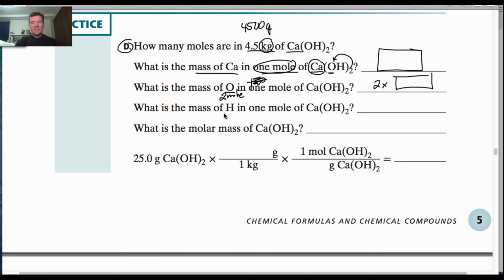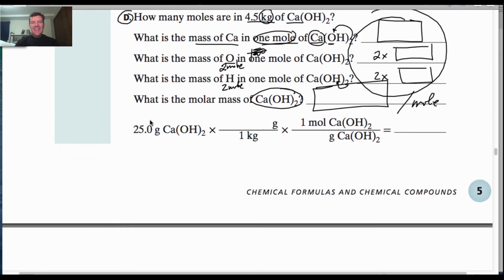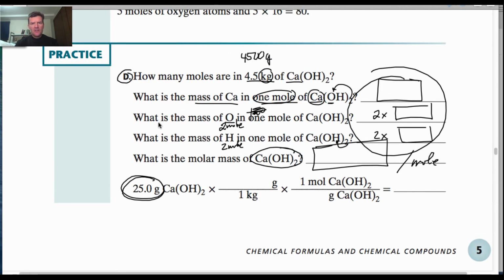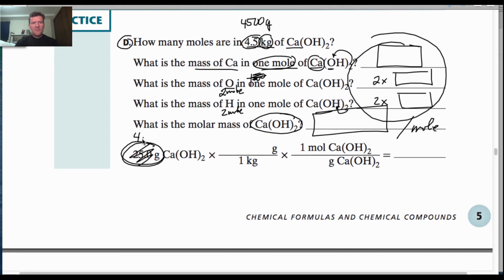And hydrogen, we have 2 moles of hydrogen in this compound as well. See the 2 outside the OH there? So I'd take 2 times the mass of hydrogen from the periodic table. I take all of these numbers and add them to get the molar mass of calcium hydroxide per mole. Then, I've got, this should be 4.5. I think we have 4.5 grams of this calcium hydroxide.